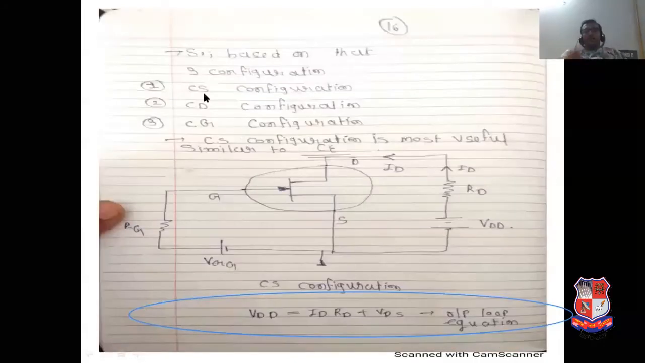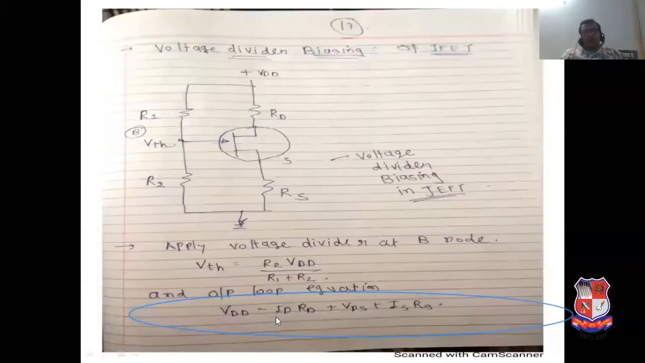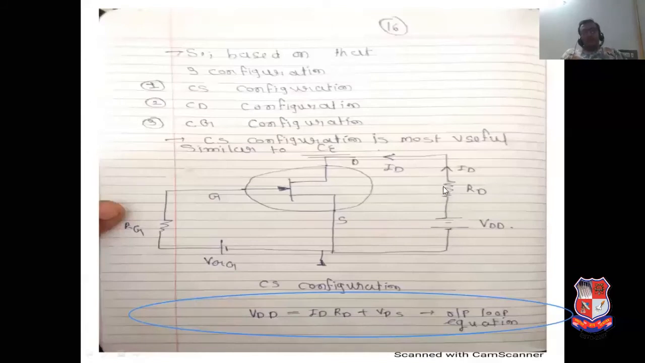See this. Three types of configuration: common source, common gate, common drain. The common source configuration is the most useful, similar to the common emitter configuration. Here the source can be considered as ground, VDD connected as a supply, a type of reverse bias voltage. Here drain, gate, source, RG resistor is used to control the current, and here the VGG battery. So the output loop equation is VDD equals ID RD plus VDS. Obviously RD means the voltage drop across the resistor.